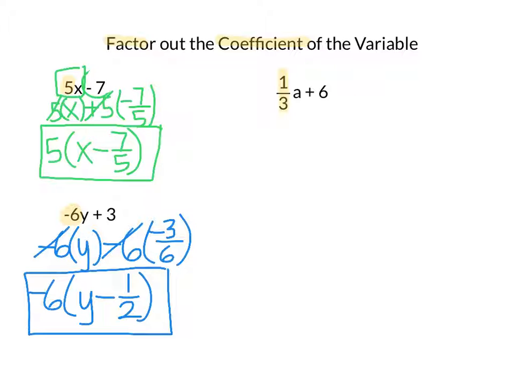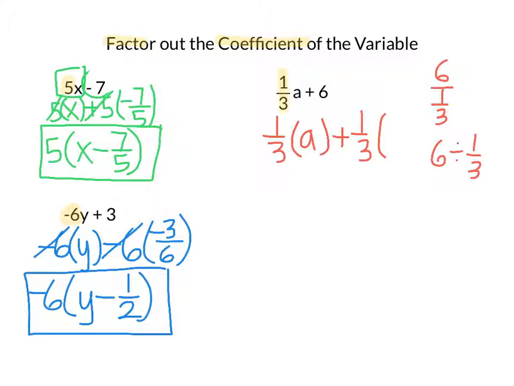So I factor out the 1/3. 1/3 times a, that part's easy. Plus 1/3 times what? Well, again, I divided 1/3 a by 1/3 to leave me with a. So I divide 6 by 1/3 in order to find out what that would be. Well, this equals 6 divided by 1/3, and whenever we divide by a fraction, we can multiply it by the reciprocal. The first term stays the same, change divide to times, and the reciprocal of 1/3 is 3.